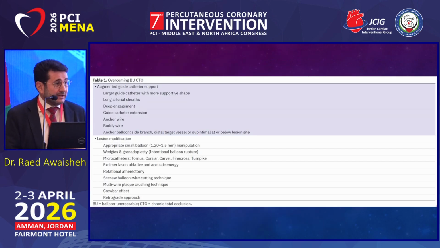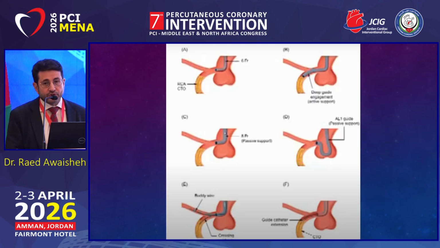To do that, you need good support, and to have good support, you have many ways. Either use good access, bigger catheters like 7 French and 8 French, and then go with an extension guiding catheter, and use penetration wires with which you can penetrate the calcium. So these are some examples, the shape of the catheter and these things.